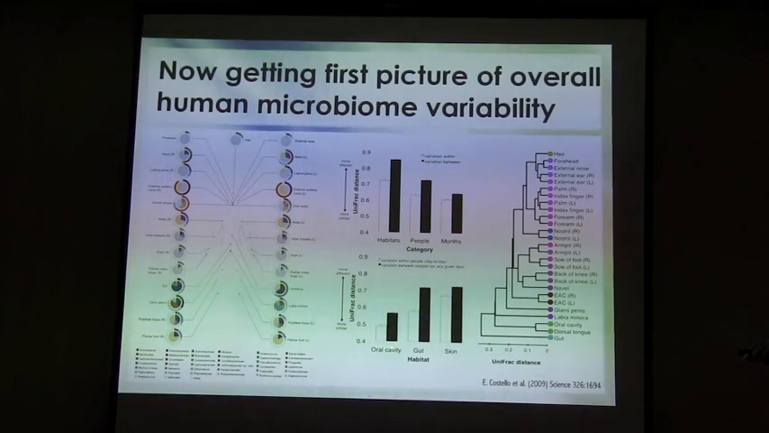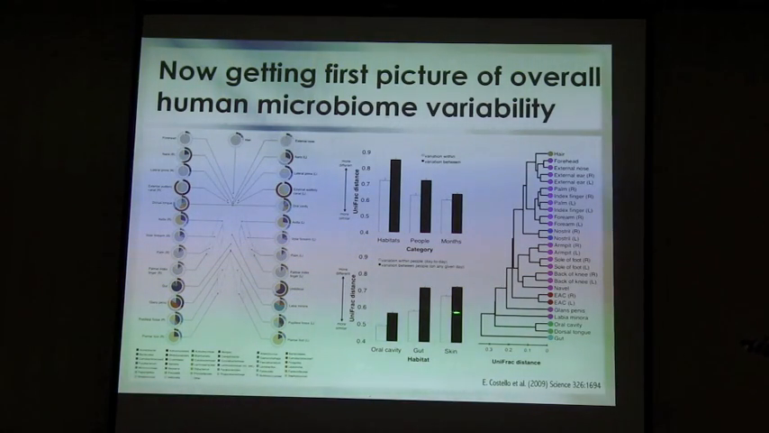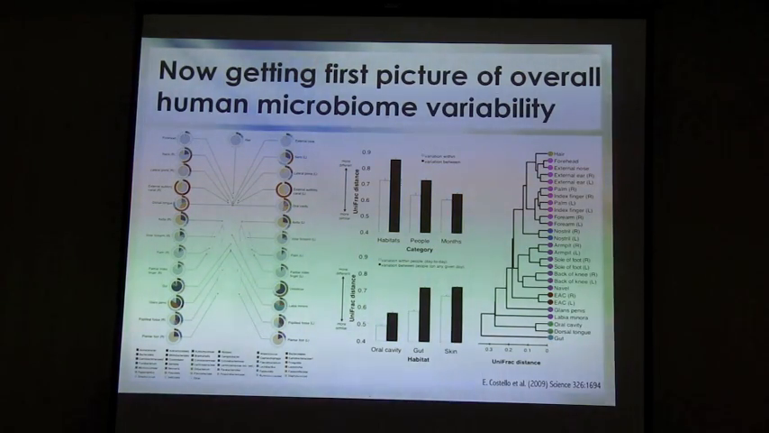And then within a person and a habitat, two samples collected a day apart are less different than two samples collected 3 months apart. And then the mouth was by far the most stable habitat we looked at over a span of 3 months. The skin the least stable, and then the gut was in between.